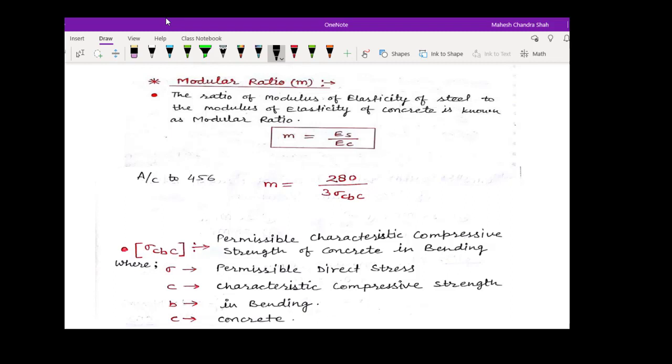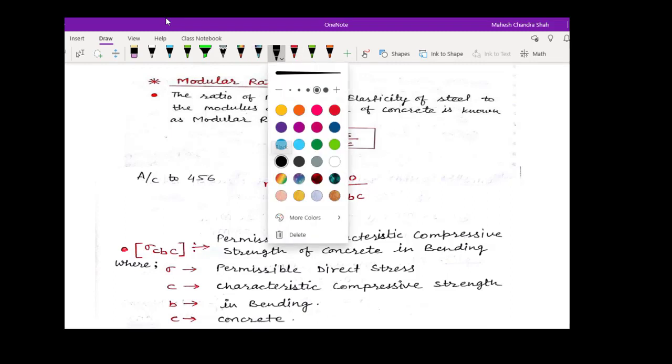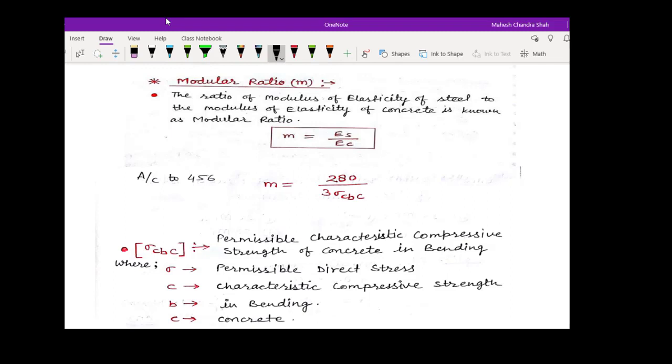The topic for today's lecture will be modular ratio, its importance in the design of RCC structures, and we will also look at a glimpse of IS codes. Okay, IS 456. So let's start. The first topic for today's lecture is modular ratio. So what is modular ratio and what is its importance in RCC design?